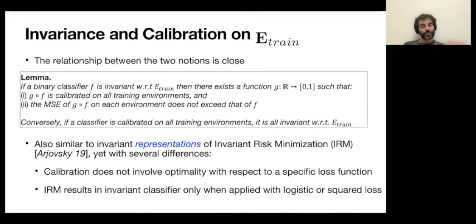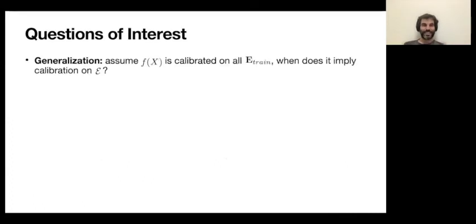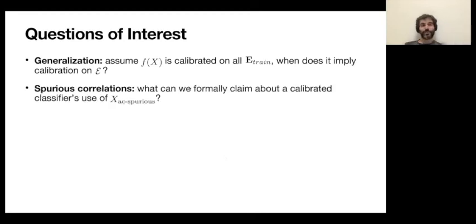Also, we have many other theoretical results comparing to IRM in the paper, but I won't get into that for now. Okay, so we show this correspondence in the expectation case, right, in the population case. But what can we ask about this? Let's say we have something which is calibrated on a set of training environments. Does it imply calibration on the entire set of environments? What can we formally claim about the classifier? If it's calibrated, does it use these spurious features or not?